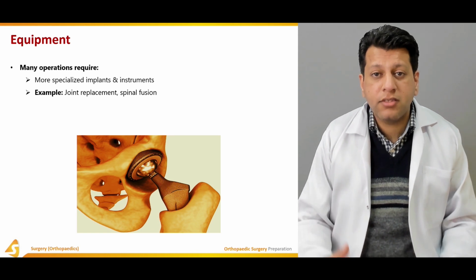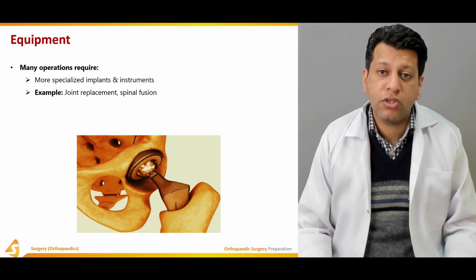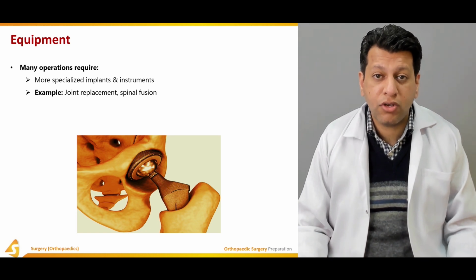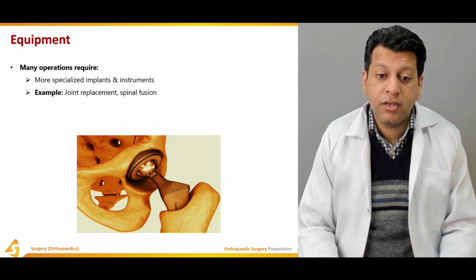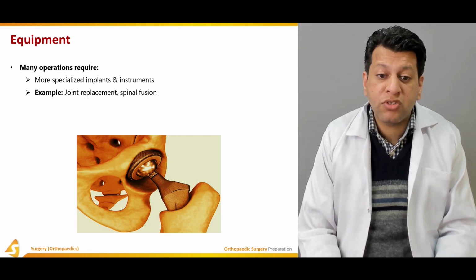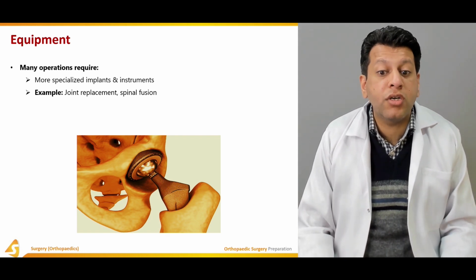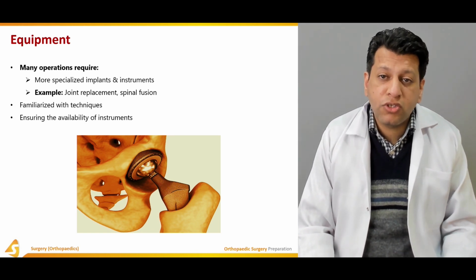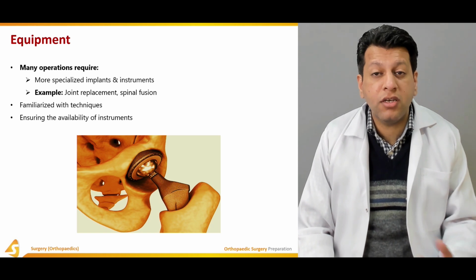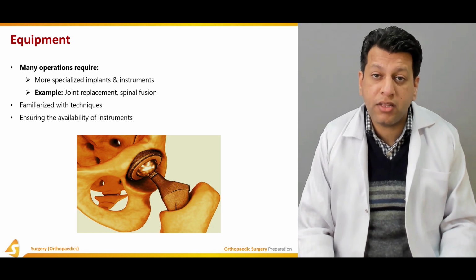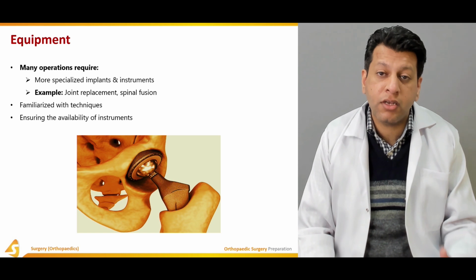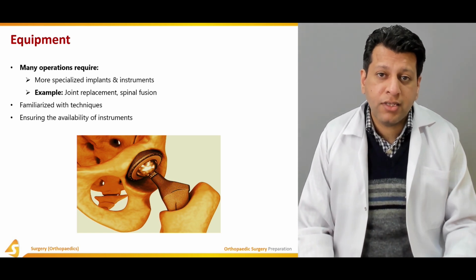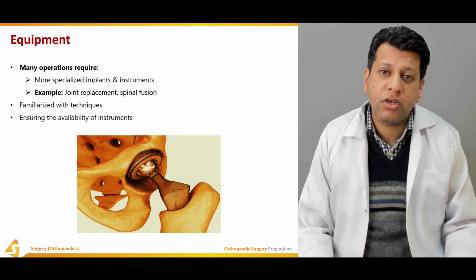Therefore, as the techniques and the technology evolve, surgery is becoming increasingly technical, sophisticated and complicated. More specialized implants and instruments are needed, for example in joint replacement and spinal fusion. A surgeon needs to be familiarized with these techniques and have enough hands-on experience. They may have assisted a certain number of cases, then performed those cases under supervision. Certain cases have a longer learning curve as compared to others.